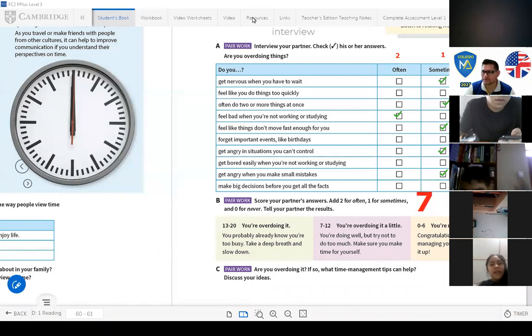A ver, ¿qué sucede? Si a ti te salió 13 to 20, you are overdoing it. Estás sobrecargado de demasiadas cosas, ¿no? You probably already know you are too busy. Estás demasiado ocupado. Take a deep breath.